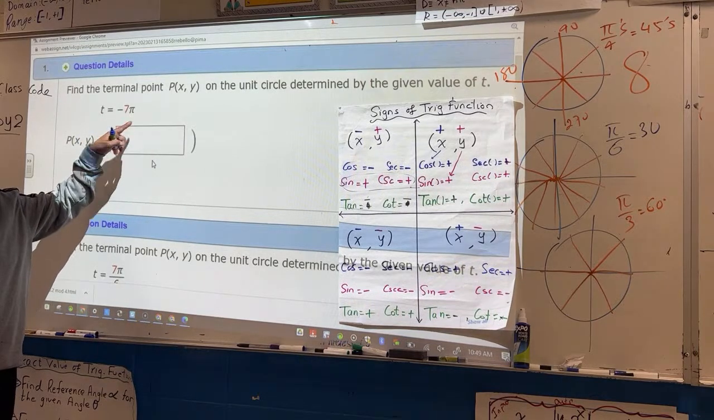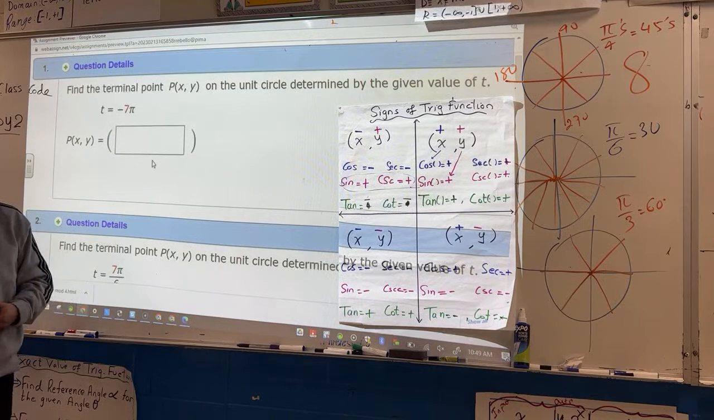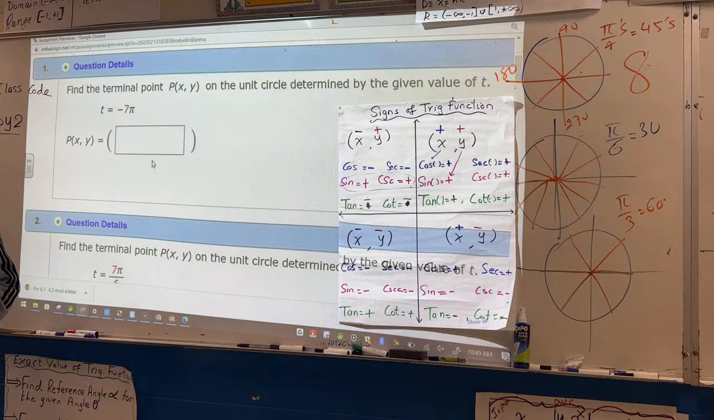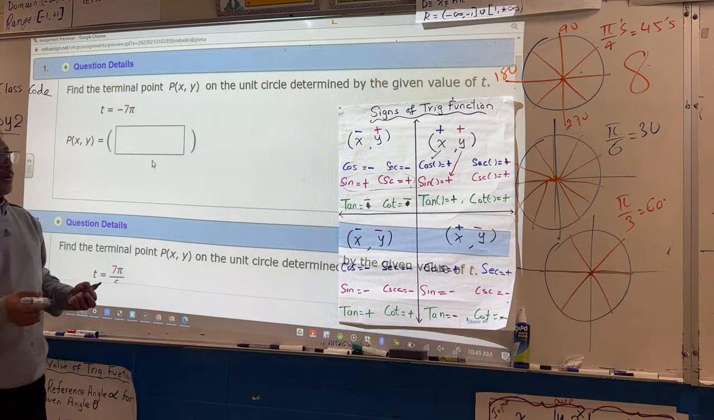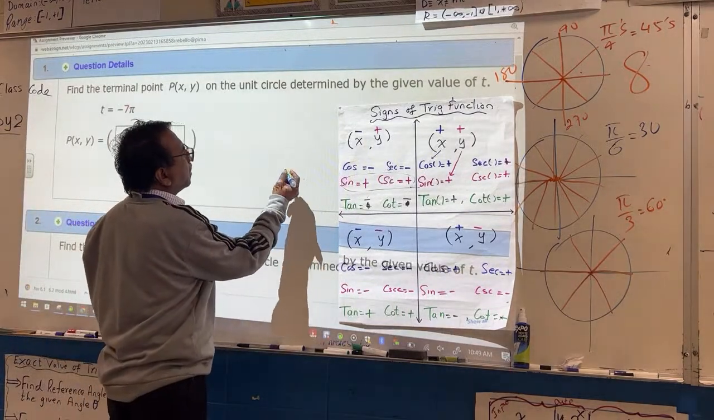Where are we on? My negative 7 pi. What does pi stand for? 180, right? So how many 180s? 7. So where will you land on it? So the first one is asking the question, suppose.